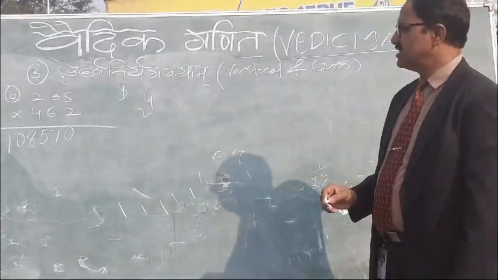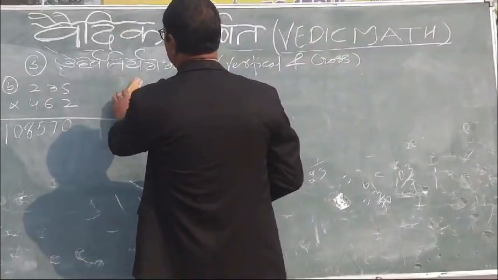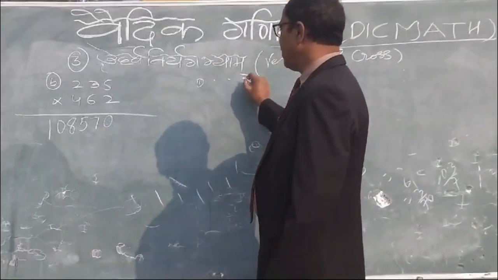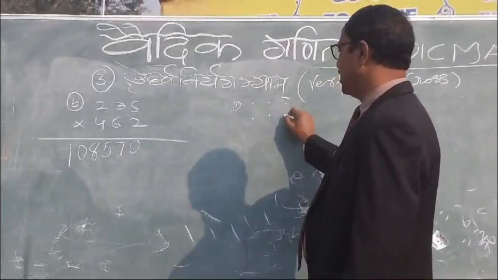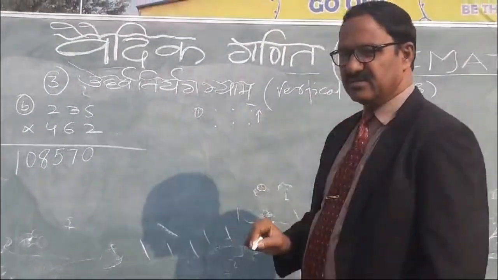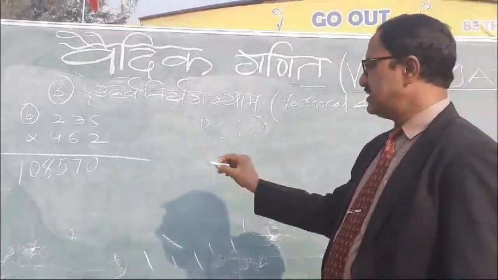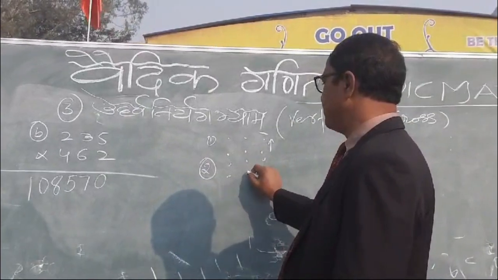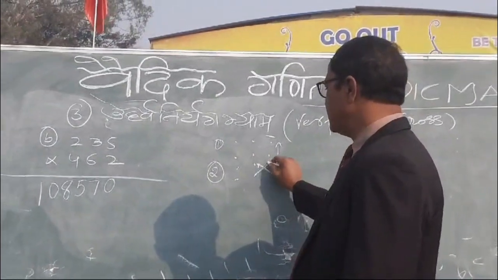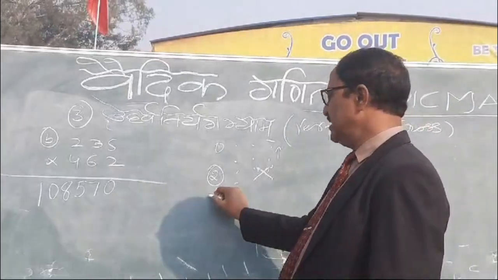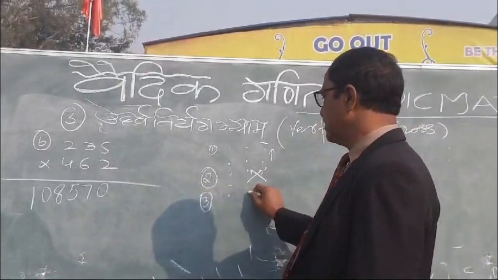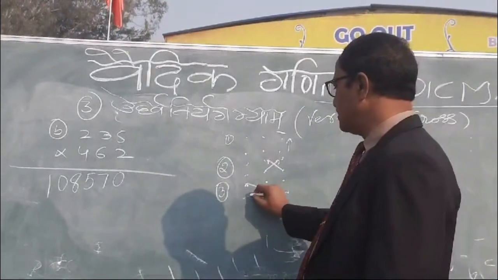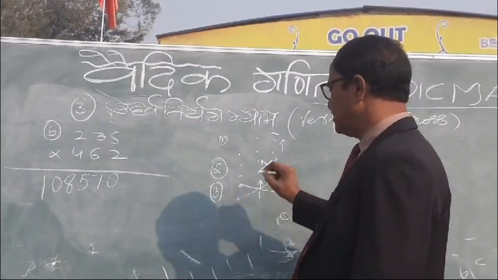Now children, see the steps. What are the steps? 3 by 3. First step, you have to remember this step only. This multiplied by this. Okay? Yes, sir. In second, this multiplied by this. Yes. In third, this multiplied by this, and this multiplied by this.